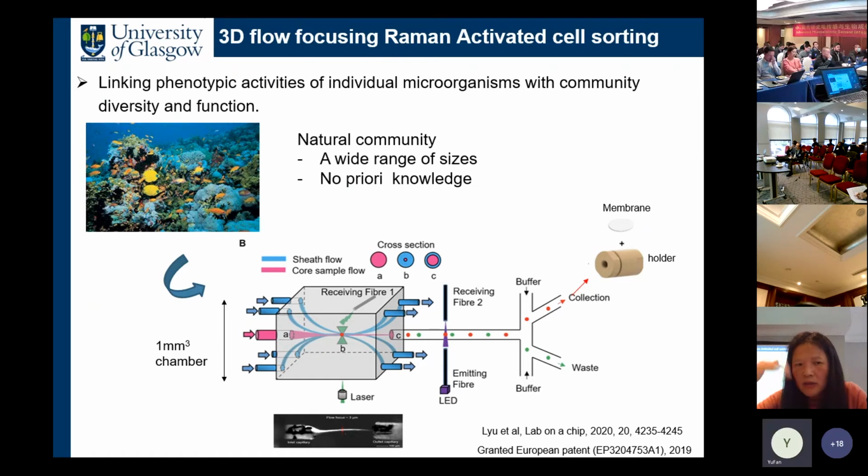That the community consists of all kinds of size so that it can block a chip. Because of that, we further developed this new 3D flow focusing Raman-activated cell sorting system. It consists of a large detection chamber, around 1 millimeter, and we effectively use this sheath flow to deliver all the samples into this focal point, which is only 3 micron. And this is remarkable.